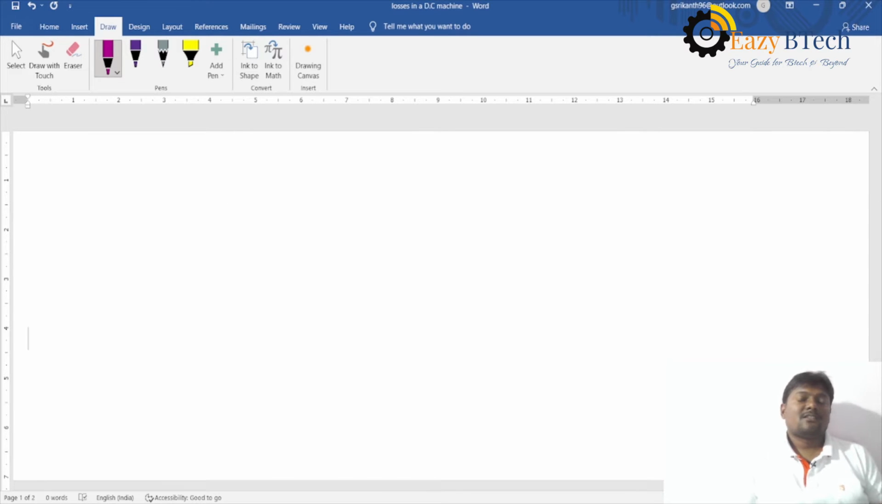In this lecture, I will explain the losses in a DC machine. We already discussed that if you want to know the machine's performance, performance indices are required. The first one is efficiency, and the second one is regulation. The regulation part is over. If it is a generator, we should concentrate on voltage regulation. If it is a motor, we should concentrate on speed regulation. And coming to the efficiency, you have to calculate the losses.